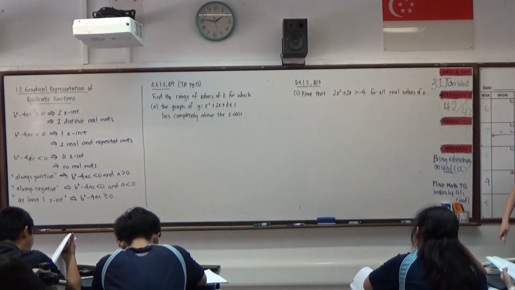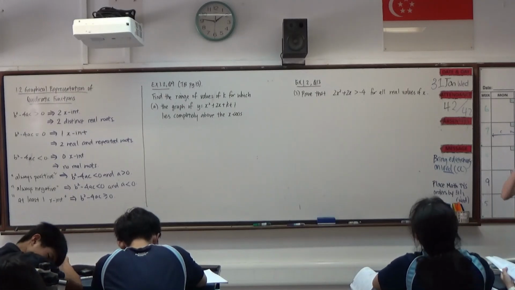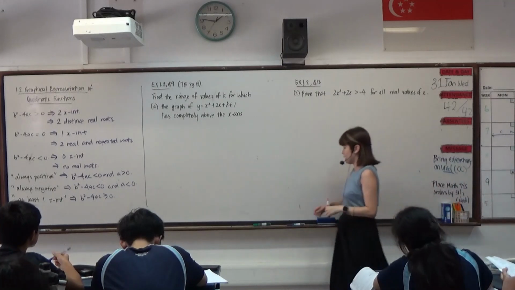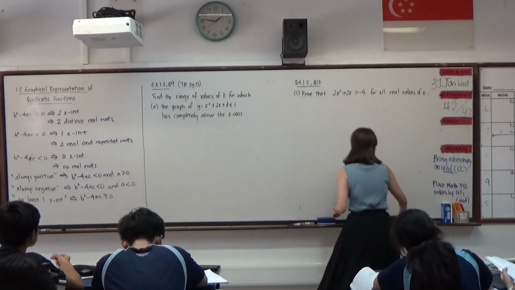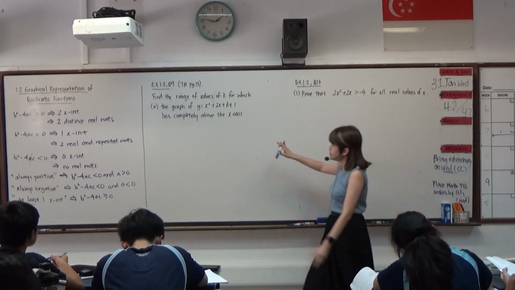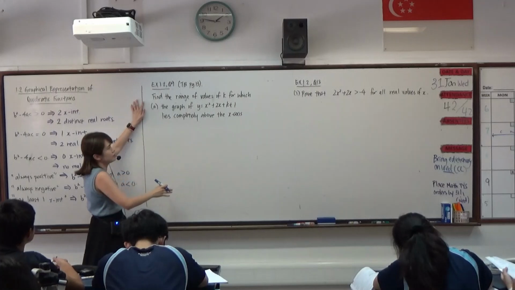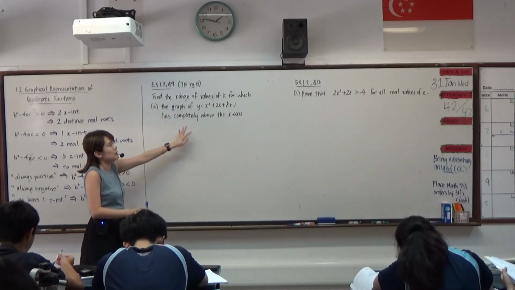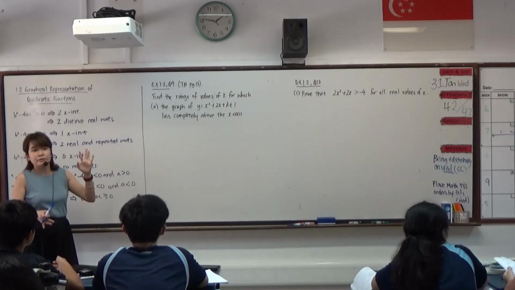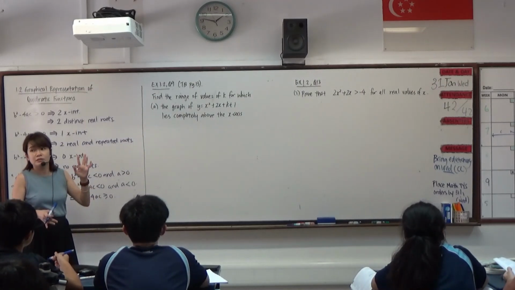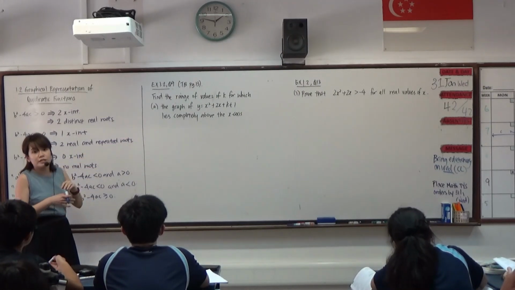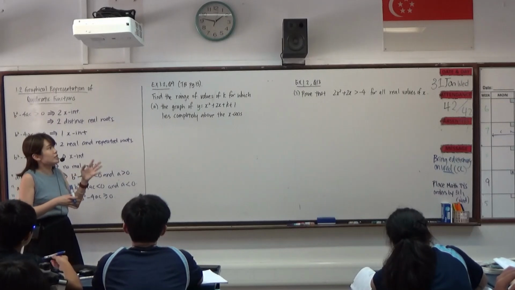Okay, so I intentionally write these two questions side by side for us to be very clear in knowing what the questions want. So in question 9, it says find the range of values of K for which the graph lies completely above the x-axis. So what are you supposed to find? We want to find, just taking words from the question itself, find the range of values, right?